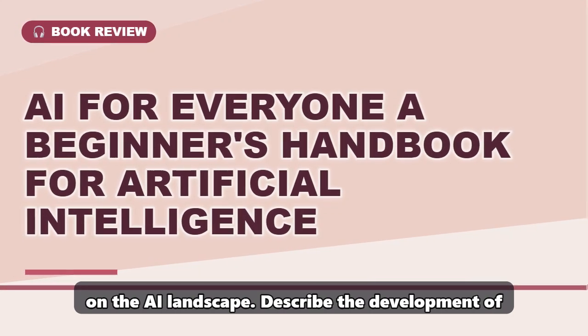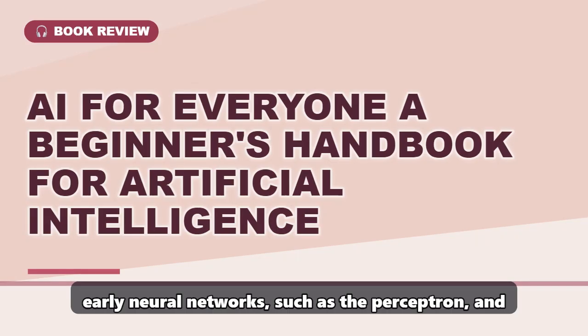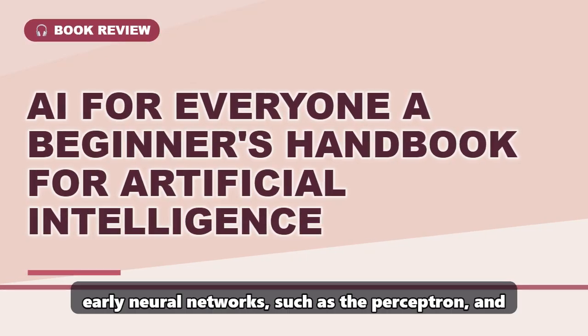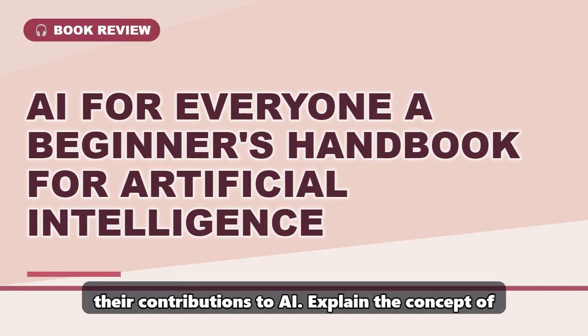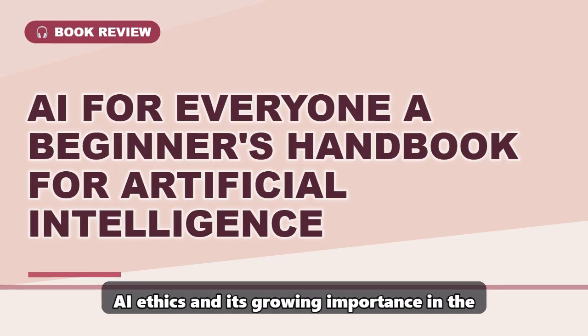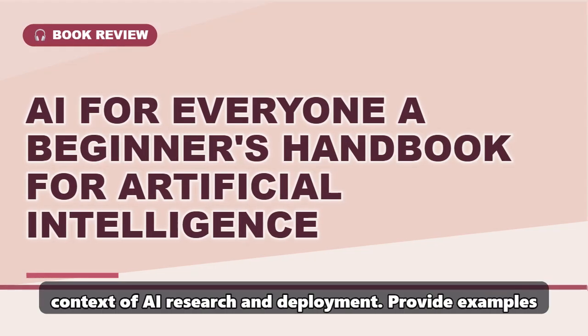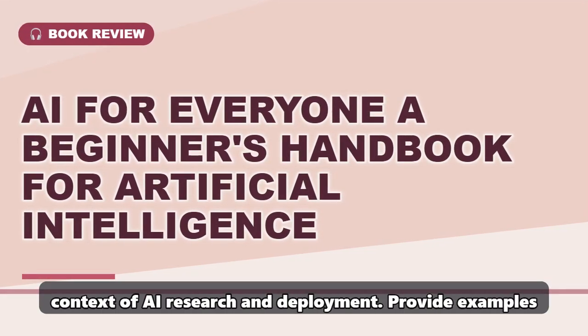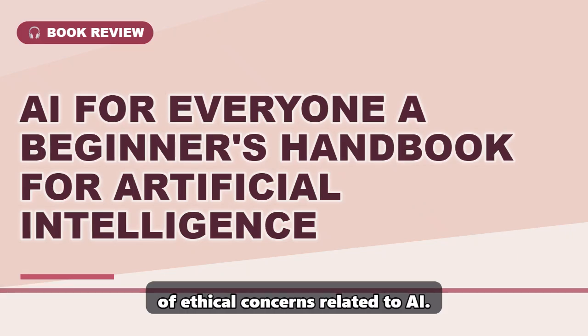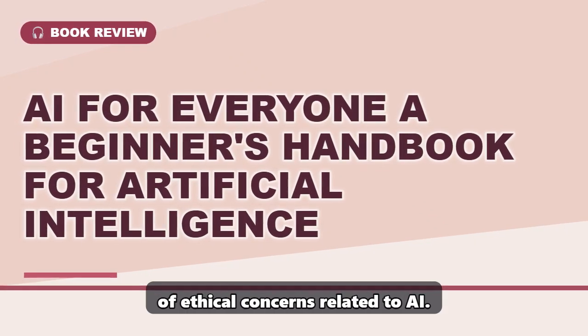Describe the development of early neural networks, such as the perceptron, and their contributions to AI. Explain the concept of AI ethics and its growing importance in the context of AI research and deployment. Provide examples of ethical concerns related to AI.